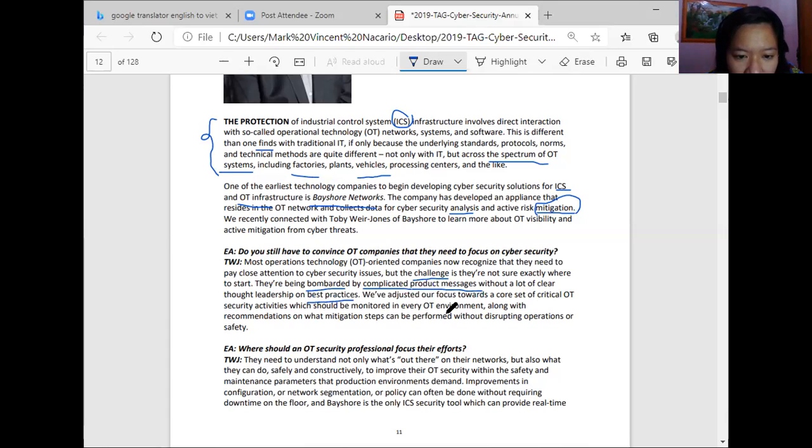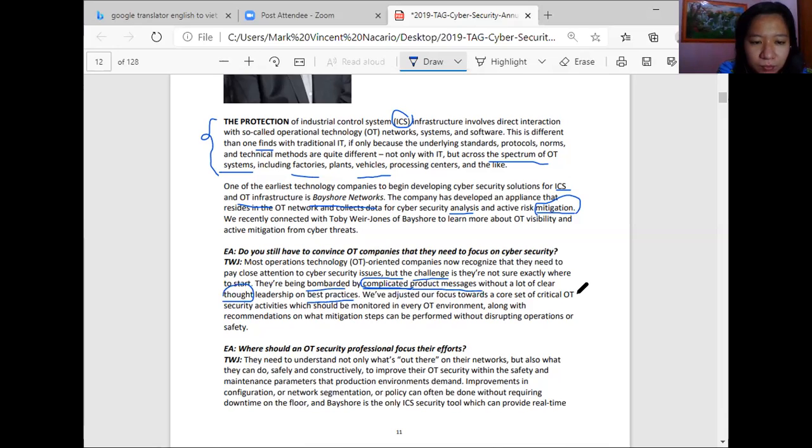So here, Mr. Thomas, it says complicated product messages. Do you know the meaning of complicated? It cannot be easily understood. Complicated means it's difficult to understand. So without a clear thought or idea, clear leadership on best practices. That's it. I understand. Okay, how about the next one?